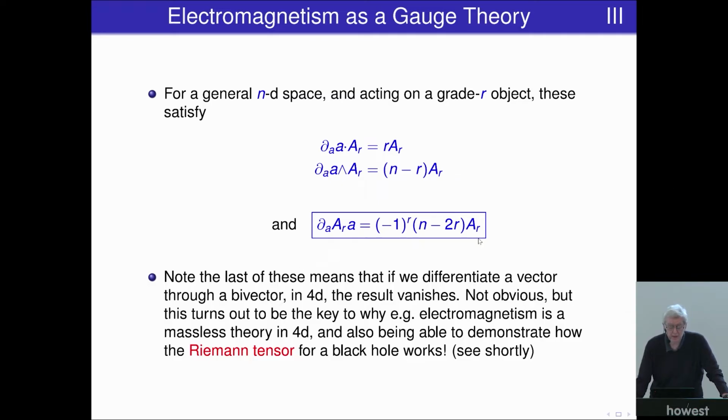There's one I'll highlight at this point: d_A differentiating A through an r-grade object returns this thing, (-1)^r (n - 2r) A_r. n is the dimension of the space, r the grade of the object. So you'll notice that if you differentiate through a bivector in space-time, so n is 4, r is 2, you get 0. And it turns out, I mean, it's of course not obvious, this turns out to be key to why electromagnetism is a massless theory in 4D, and also one can use it to demonstrate how the Riemann tensor for a black hole works and gives a solution in gravity.